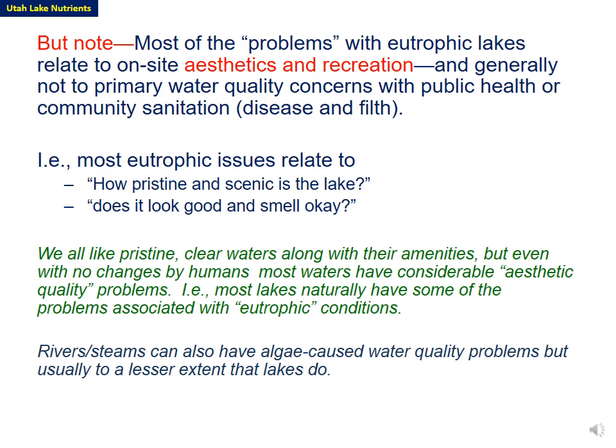However, most of these problems associated with eutrophic lakes are really aesthetic, and they don't necessarily affect the water quality from a human consumption perspective, but they do have a lack of oxygen, which affects the animals in the lake itself. And of course, we all like pristine, clear waters, but even with no changes by humans, most waters have some kind of aesthetic problem and will usually go through the eutrophic conditions at some point in their lifespan.